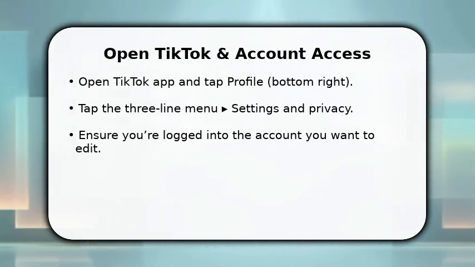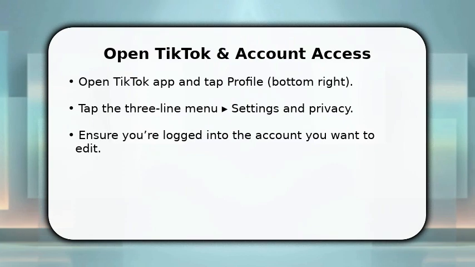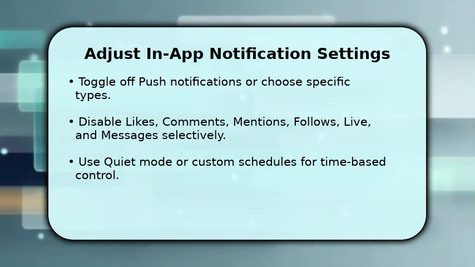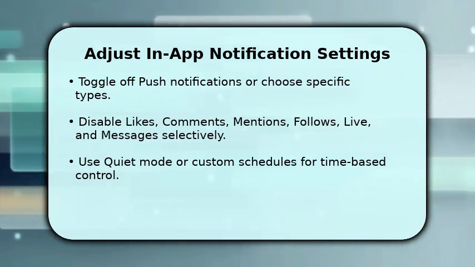You'll now control which events send alerts. In Notifications, toggle push notifications off to stop all, or leave push on and disable specific items like likes, comments, mentions, follows, live, and messages to reduce noise.